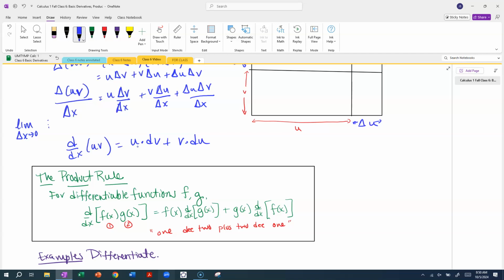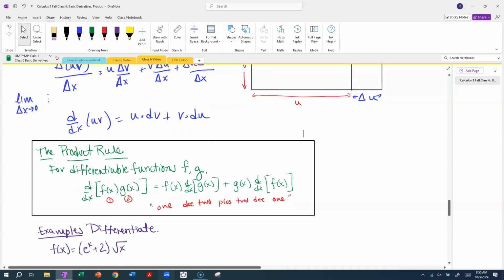I don't know why that sticks too, but I was taught that if you number your functions, f of x times g of x, right, they're multiplied together, but you can identify, this is the first function, this is the second function. Then I remember the product rule as take the first function, 1, times the derivative of the second, d2, plus the second function, 2, times the derivative of the first function, d1.